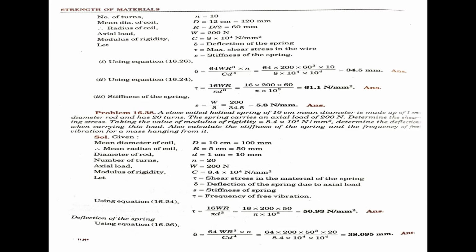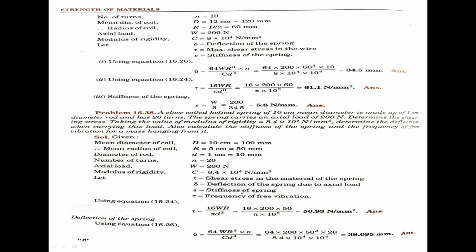Right, now the given data in this problem. Capital D 10 centimeters converts to 100 mm. That is the mean diameter of coil, and the mean radius is D by 2. Mean radius of coil capital R equal to capital D by 2, 100 by 2, 50 mm. Diameter of rod is given, small d 1 centimeter, converts to 10 mm. Number of turns 20 and axial load W equal to 200 newtons. Modulus of rigidity is C equal to 8.4 into 10 to the power of 4 Newton per mm square.